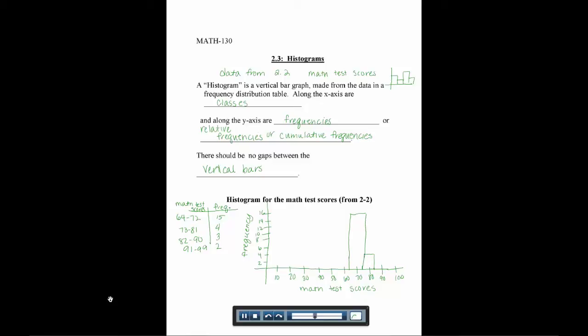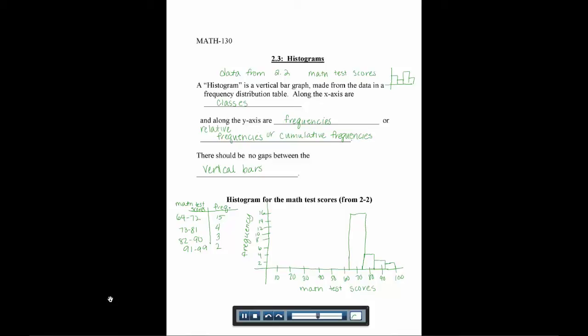Remember, we want no gaps, we want them touching. Our next one goes up to 91, and it's at 3. And then our final one would go up to 100, and it's at 2. So there's our histogram. We're just using the frequency distribution to make a chart.